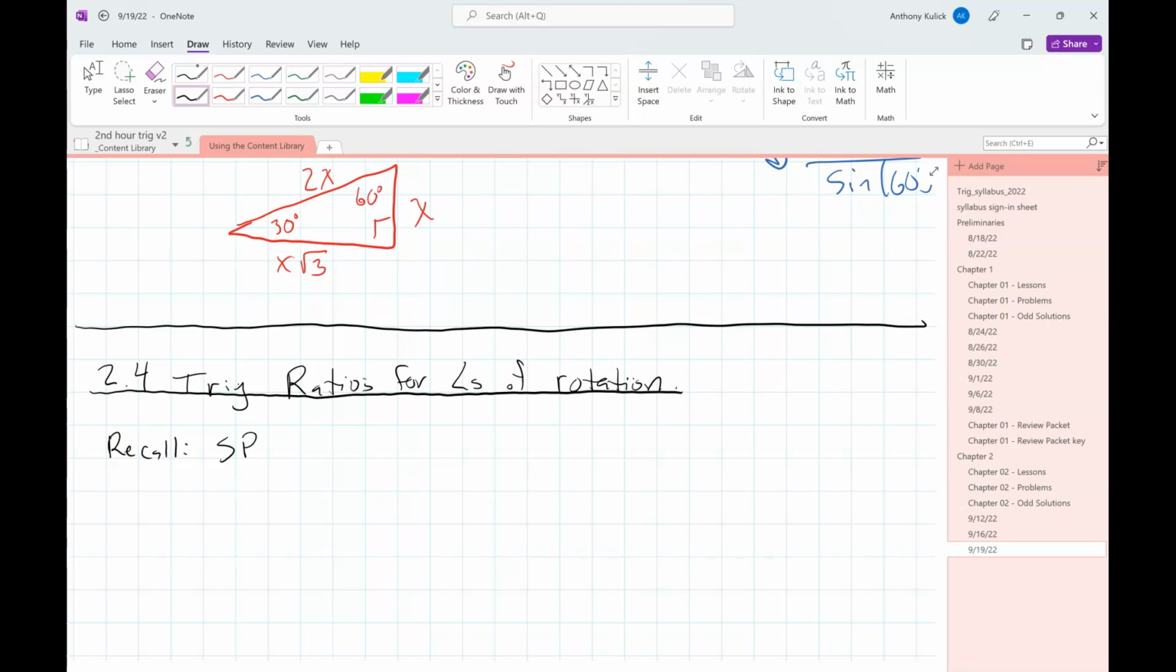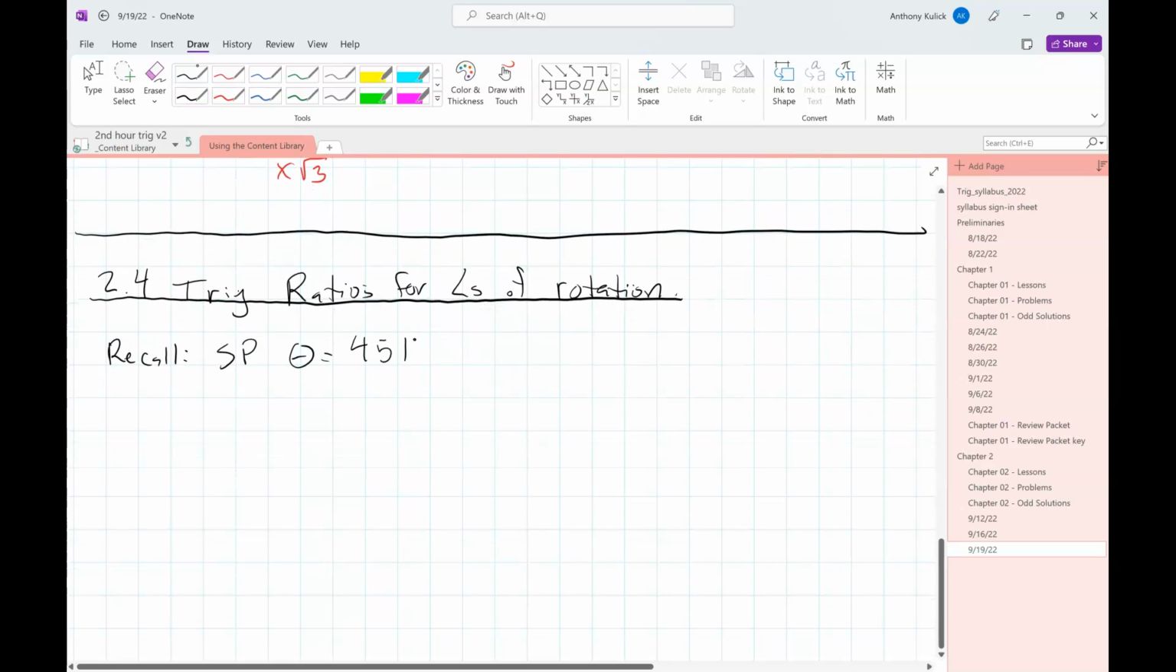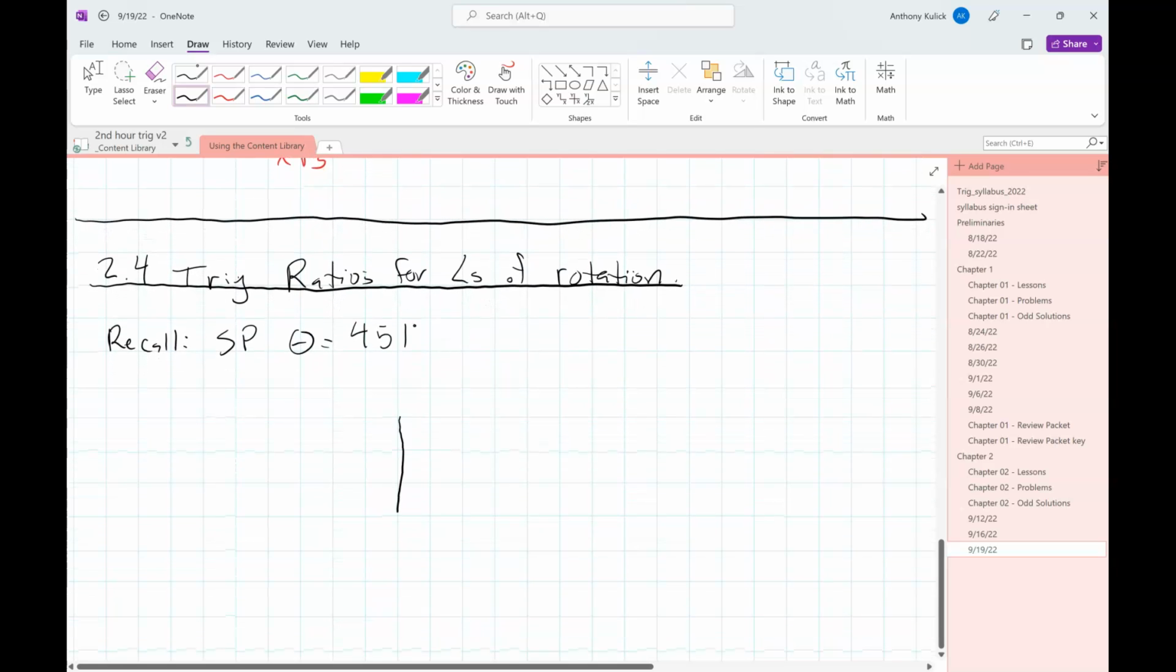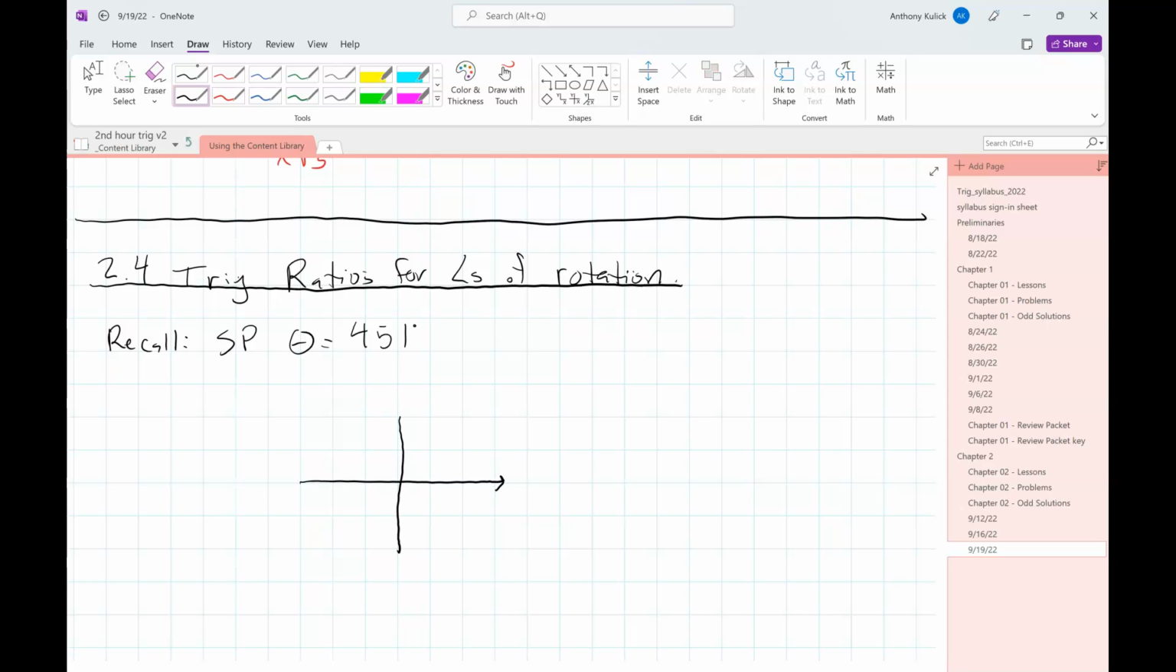So if I want the standard position angle for 451 degrees, we start by drawing the XY axis. The vertex of our angle is always locked at the origin, and one arm of our angle is on the positive x-axis.